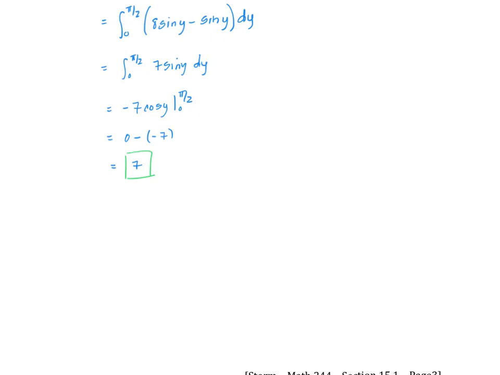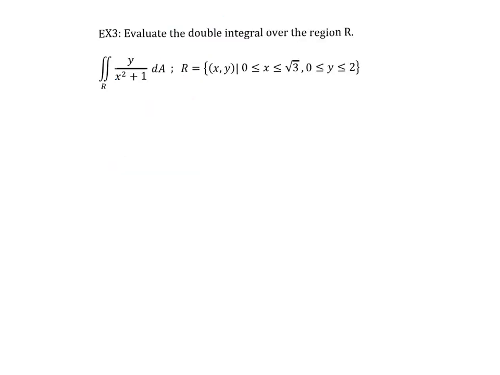All right, so we're just going to do a bunch of examples. In example 3, we evaluate this double integral over the region R. Again, notice that my region R is rectangular because my x and my y have constant real number limits of integration, which again is the simplest type of iterated integral.